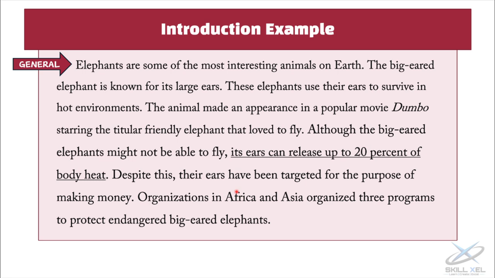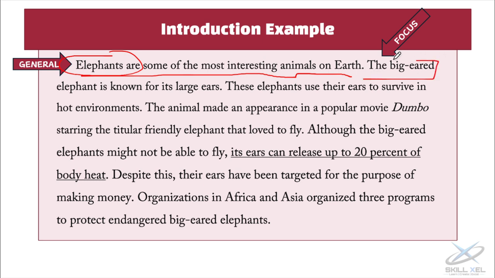Here is the general sentence, and then you have the focus, which is the big-eared elephant. So again, when I started my first sentence here, it was general: elephants are some of the most interesting animals on Earth. We don't necessarily know yet that it's the big-eared elephant. We just start off with a general sentence about elephants. Then we get more specific to the big-eared elephants, okay? And then what makes them unique is the next sentence. That gets the focus on that elephant, and every other sentence talks about that elephant, even in pronoun form. These elephants only refer to the big-eared elephant, not the other elephants that you may know around the world.